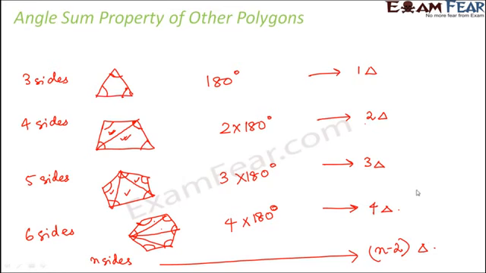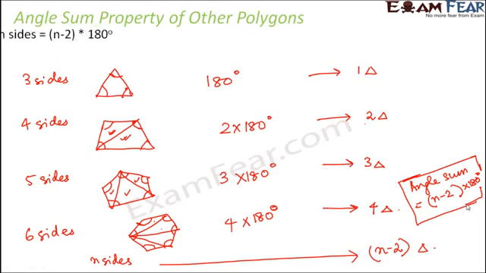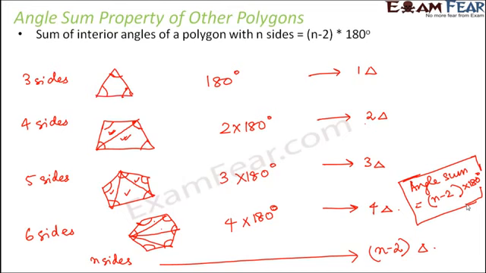So therefore, what would be the angle sum? The angle sum would be equal to (n minus 2) into 180 degrees. With this formula, we can calculate the angle sum for any polygon. Even if you take a polygon with 30 sides, we should be able to calculate the angle sum for that polygon. So from this we derive that the sum of the interior angles of any polygon with n sides is equal to (n minus 2) into 180 degrees.